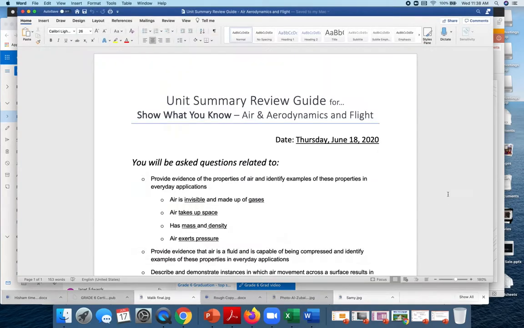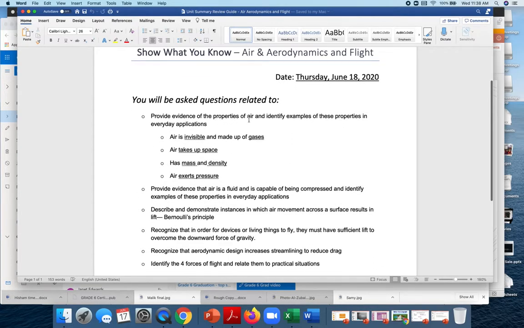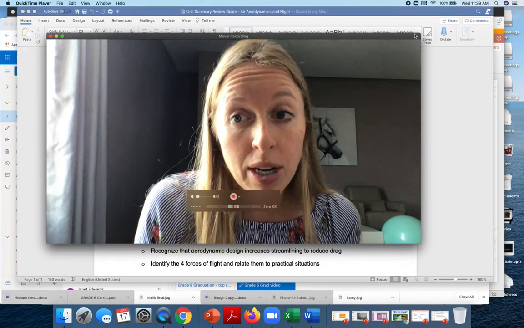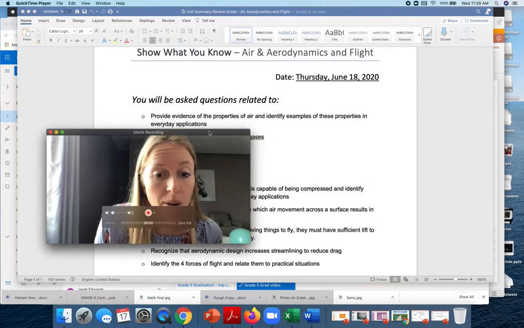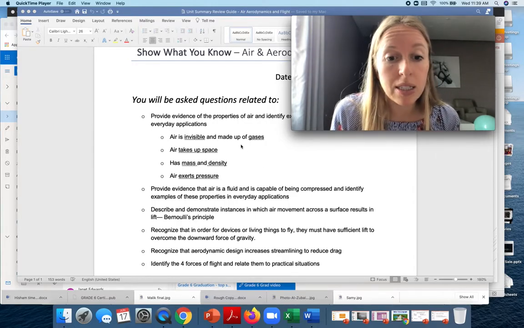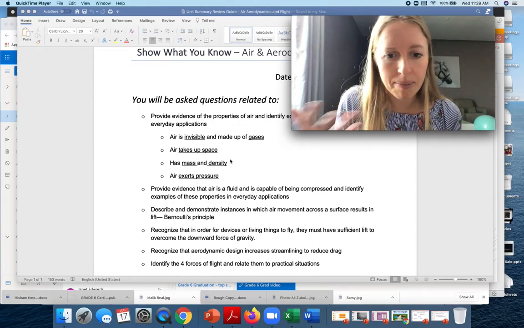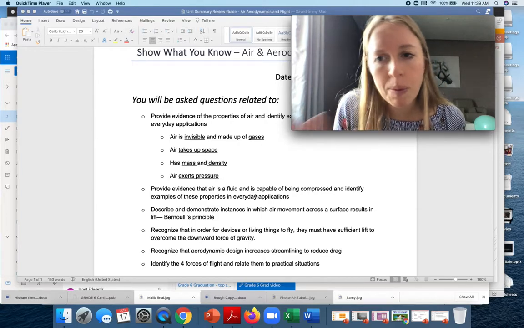Okay, so here are the few things. Provide evidence of the properties of air and identify examples of these properties in everyday examples. So knowing that air is invisible and is made up of gases, knowing that air takes up space, knowing that air has mass and density, and knowing that air exerts pressure. I'm going to give you a hypothetical situation and ask which of these properties is being shown. As long as you understand what they are, it should be easy to match them up. It's all going to be multiple choice.